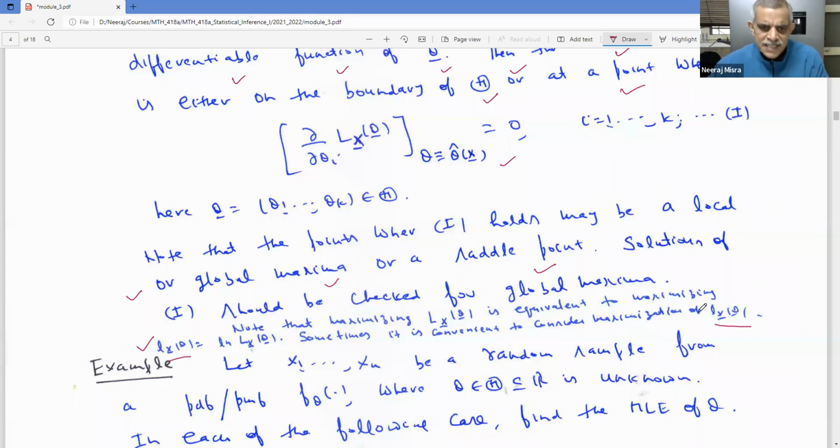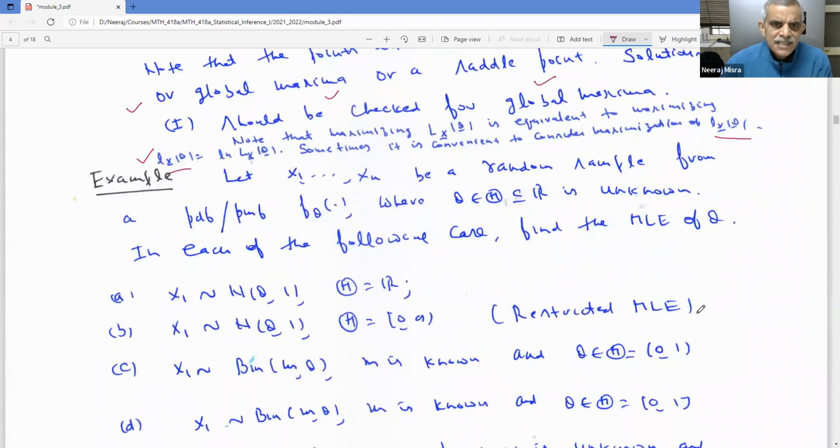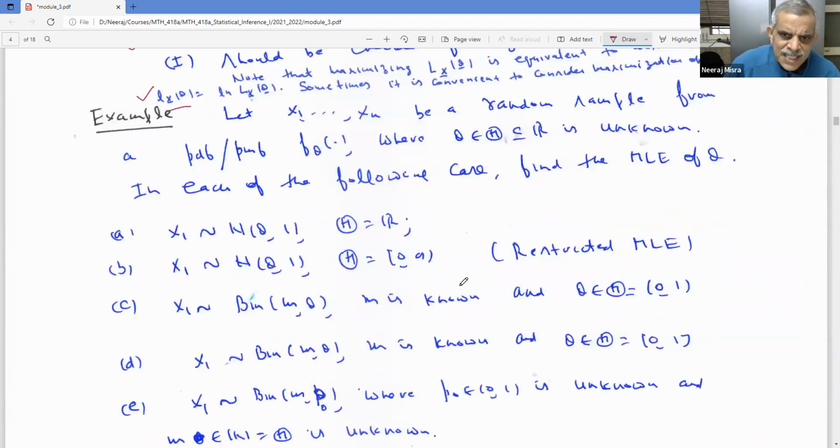So let us consider this example. Let x1, x2, xn be a random sample from a PDF or PMF f theta, where theta is unknown. In each of the following cases, find the MLE of theta. Now this example, normal theta 1, you might have done many times at your bachelor's level.